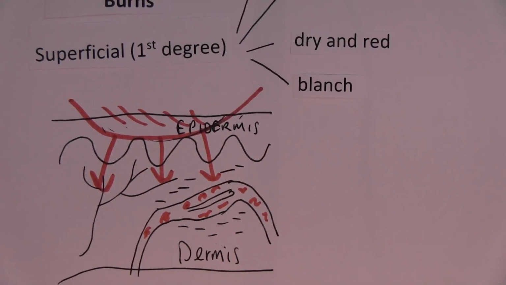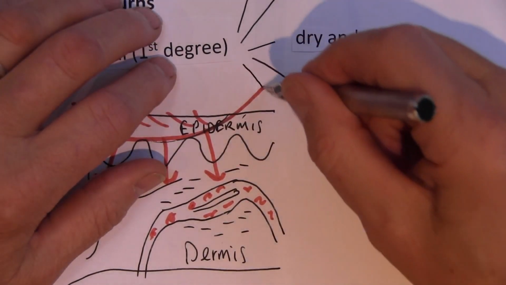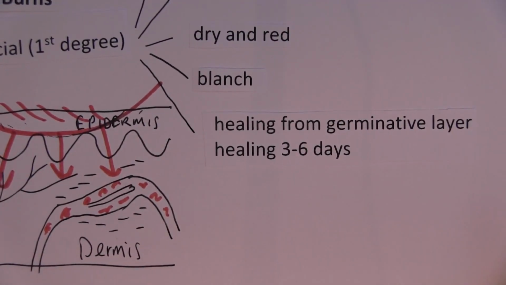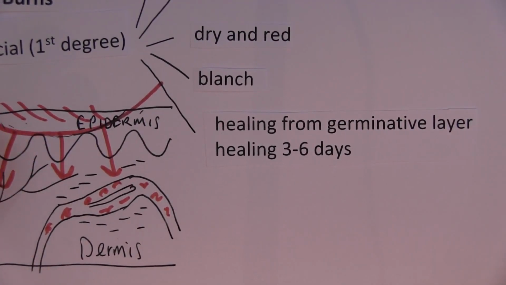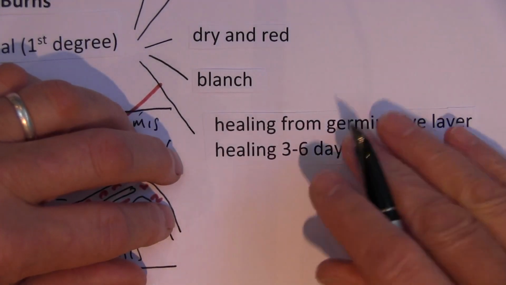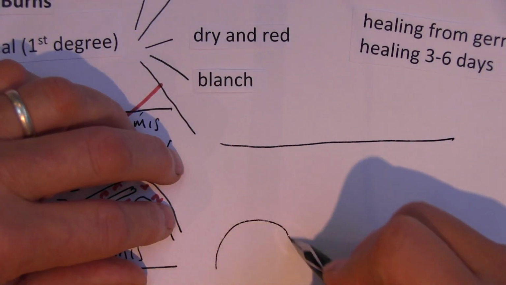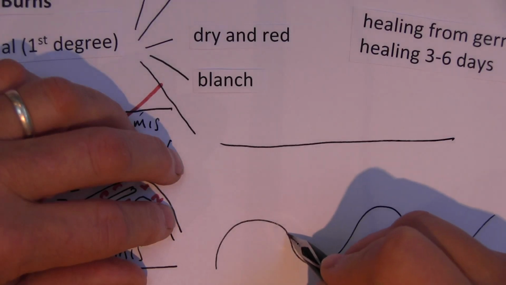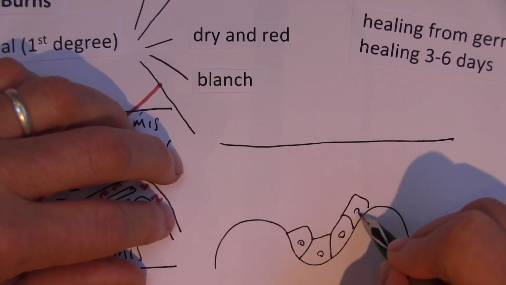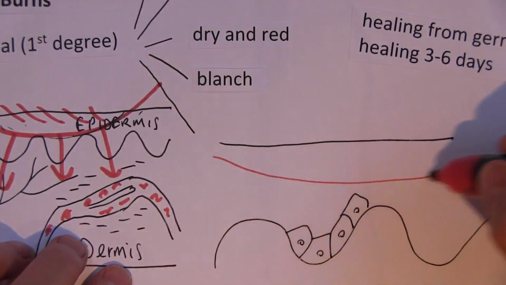And the healing is from the germinative layer of the skin, and normally takes about 3 to 6 days to get fairly good healing. Now the germinative layer in the skin is, if we imagine the boundary between the dermis and the surface of the skin, the boundary between the epidermis and the dermis there. Then we have the germinative cells, the germ cells here, that are preserved, because remember the burn is above here.